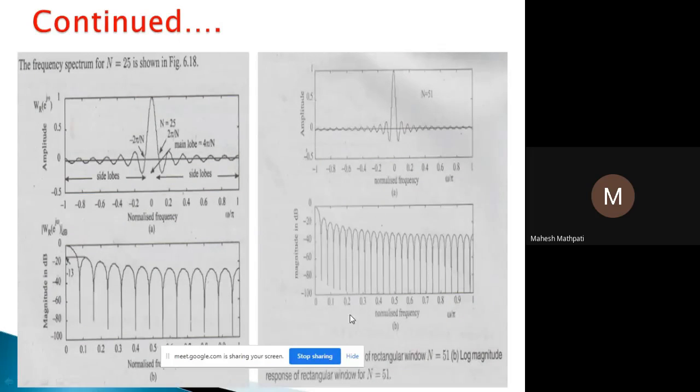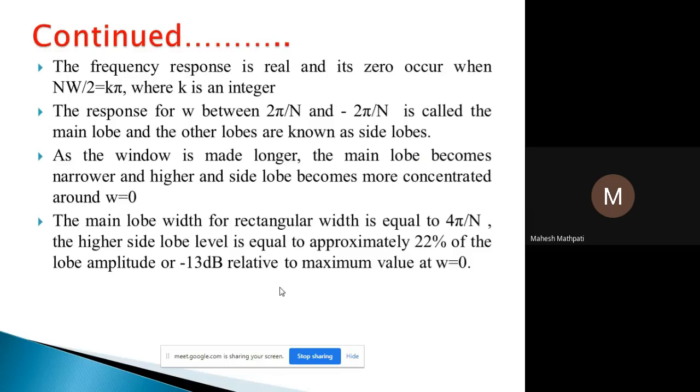And here the attenuation is also increased. So these are some of the points we noted after the graph. The frequency response is real and its zeros occur when Nω/2 equals kπ, where k is an integer. The response of omega between -2π/N and 2π/N is called the main lobe. The other lobes are known as side lobes, as I already told you.